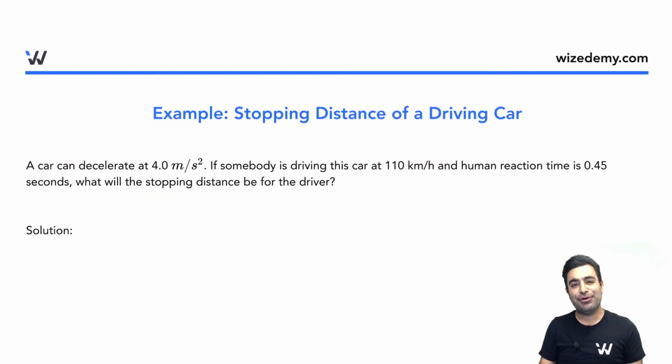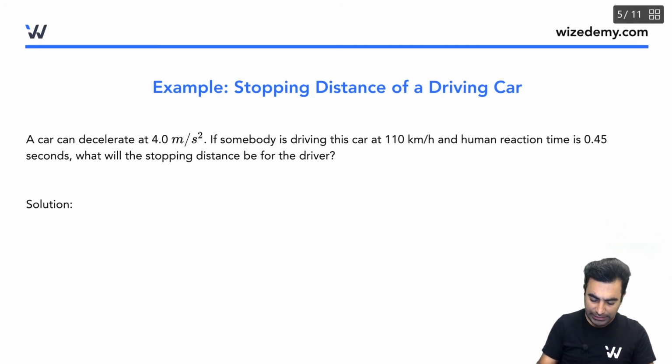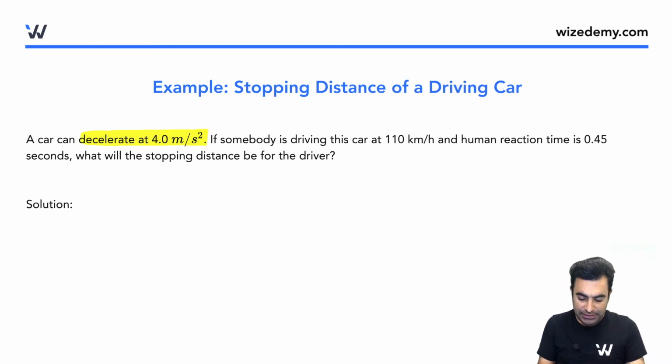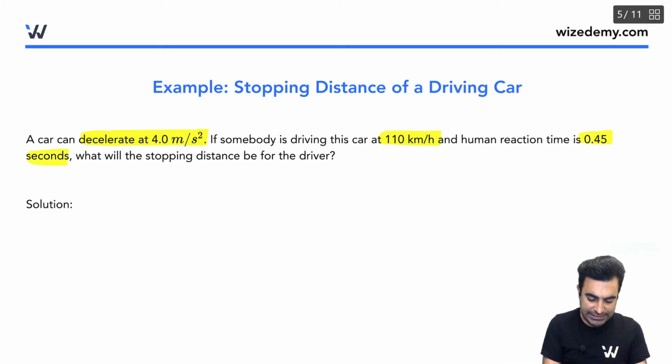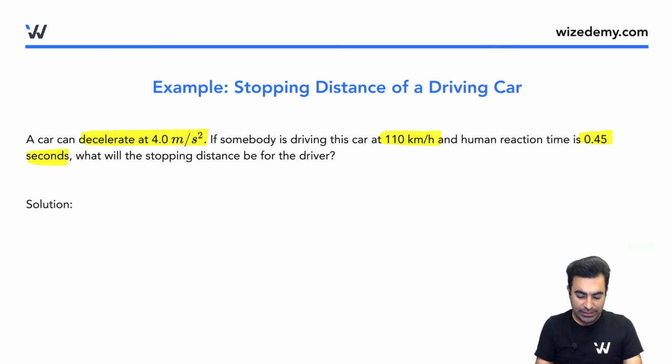In this example, we're talking about the stopping distance of a driving car. Let's read the question together. A car can decelerate at 4 meters per second squared. If somebody is driving this car at 110 kilometers per hour and human reaction time is 0.45 seconds, what will be the stopping distance for this driver?